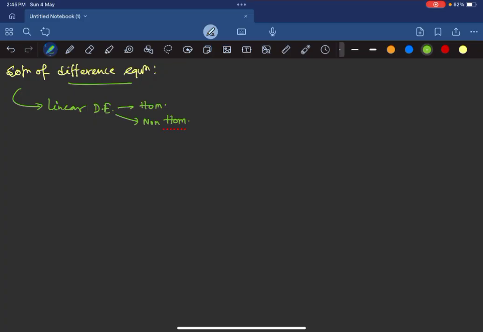Okay, so one of the simplest models I can write for you is y_{n+1} = a_n y_n + c_n. This is one of the simplest models of a difference equation. Here, obviously, you can see the order: it is a first order equation. Okay, so a_n and c_n are sequences, and that means they are nothing but functions of n.